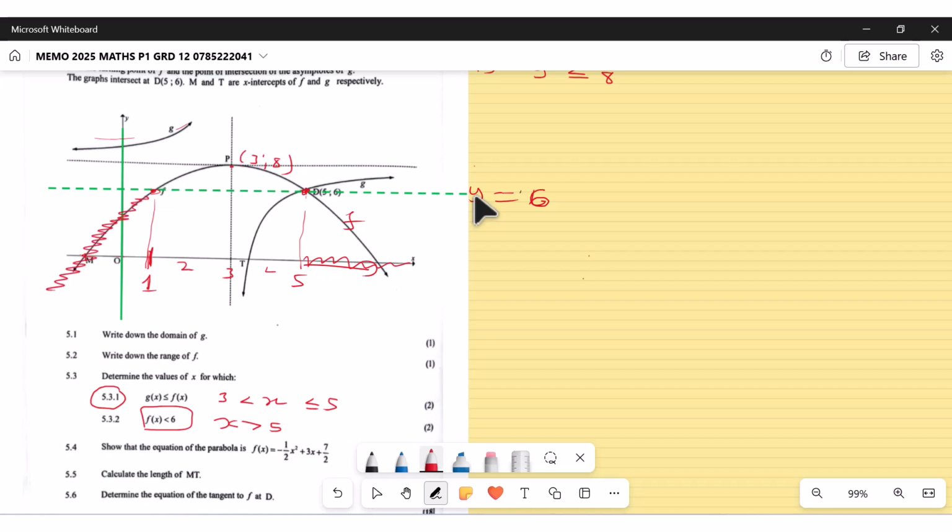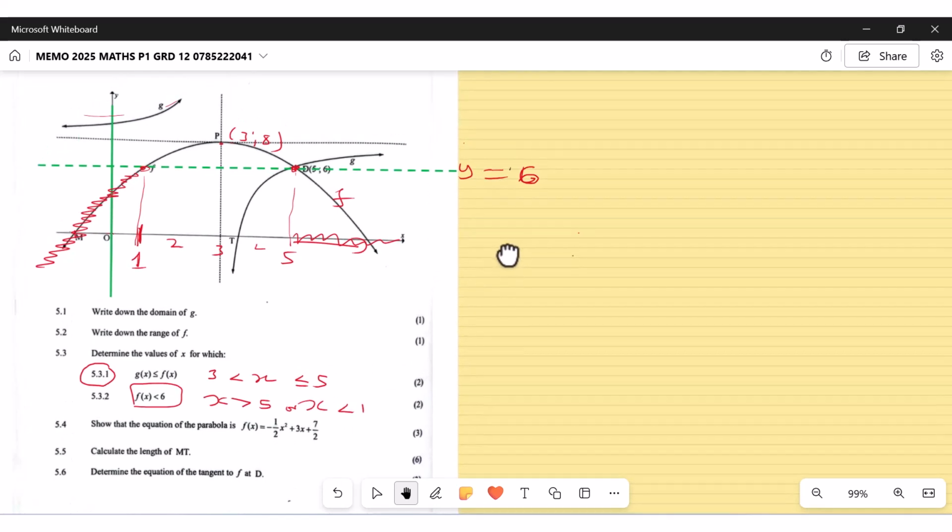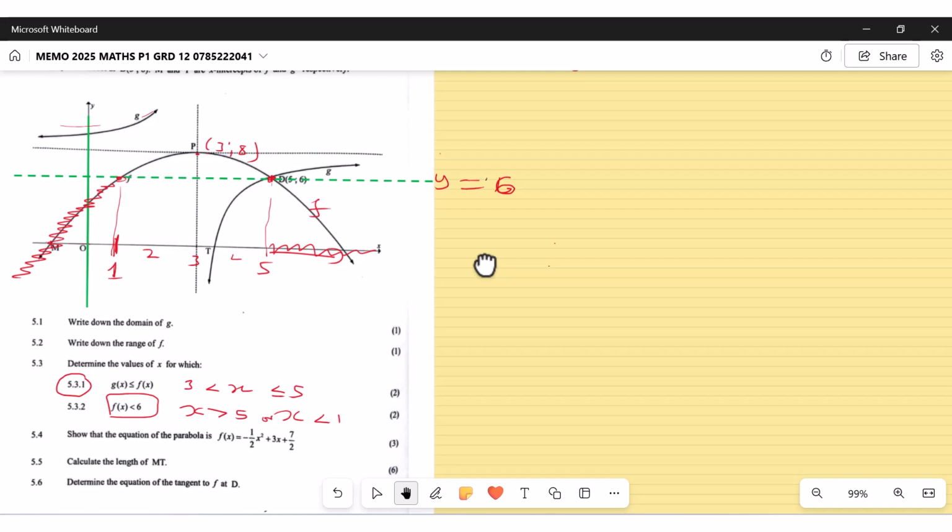Then they say show that the equation of the parabola is this one here. So now that we have the turning point, we use the turning point form. Here I know that y equals a into x minus p, but p here is 3, squared plus q, but q here is 8. So plus 8.